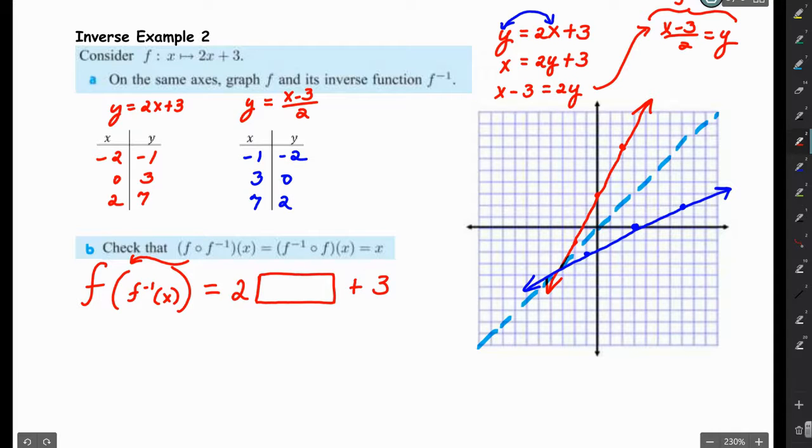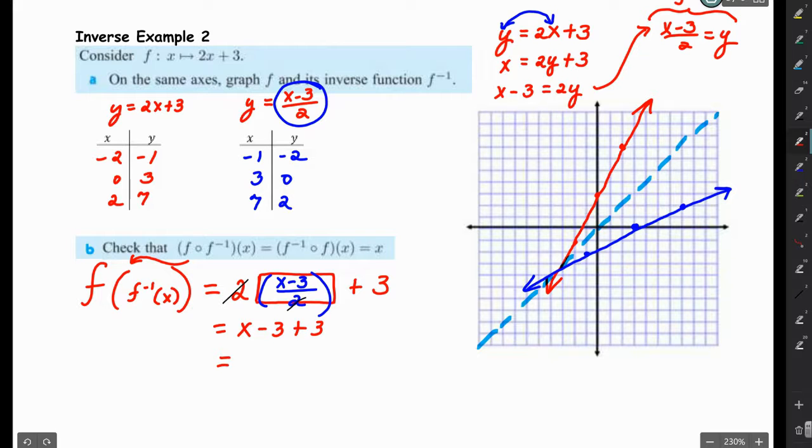I'm going to fill in the box my inverse function. So this is my inverse function. So let's put that here. And now we're going to simplify that. Well, when we do that, the 2's cancel. I end up with x minus 3 plus 3.